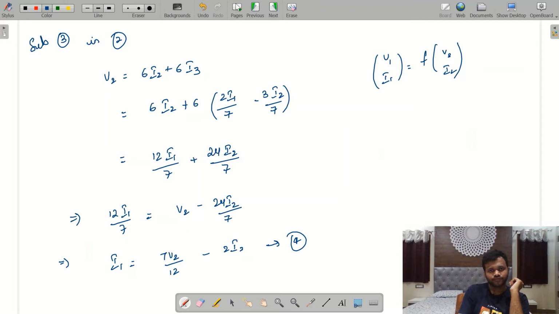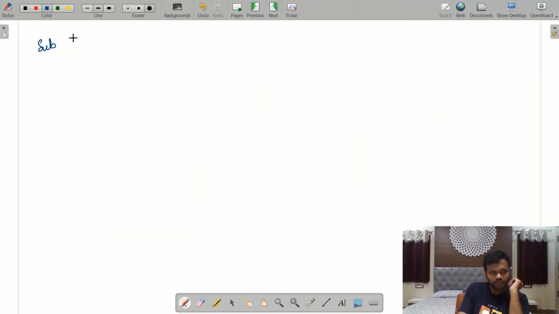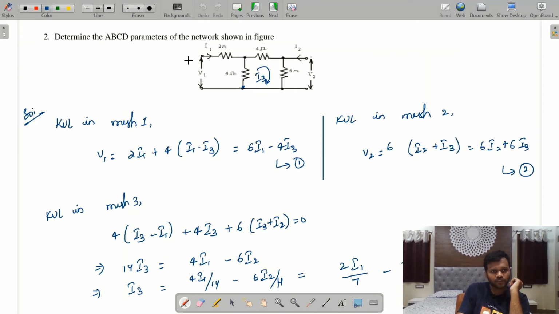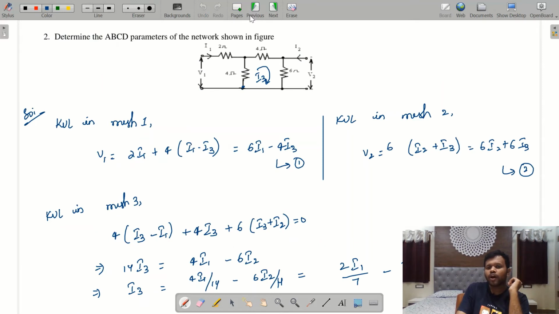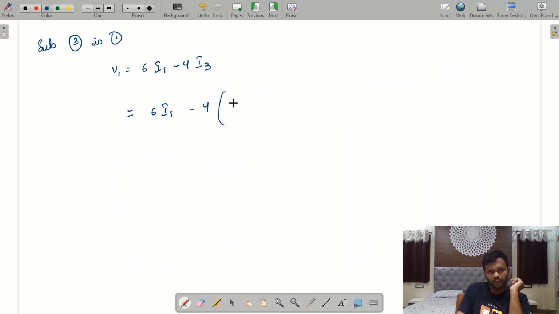Right, now substituting 3 in 1. What is the first equation we have? V1 equal to 6 I1 minus 4 I3. Now in place of I3 what will I write? I3 equal to 2 I1 by 7 minus 3 I2 by 7.